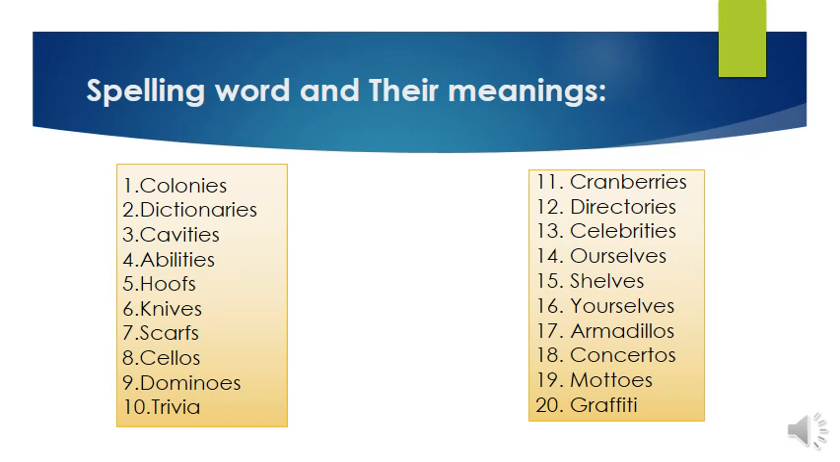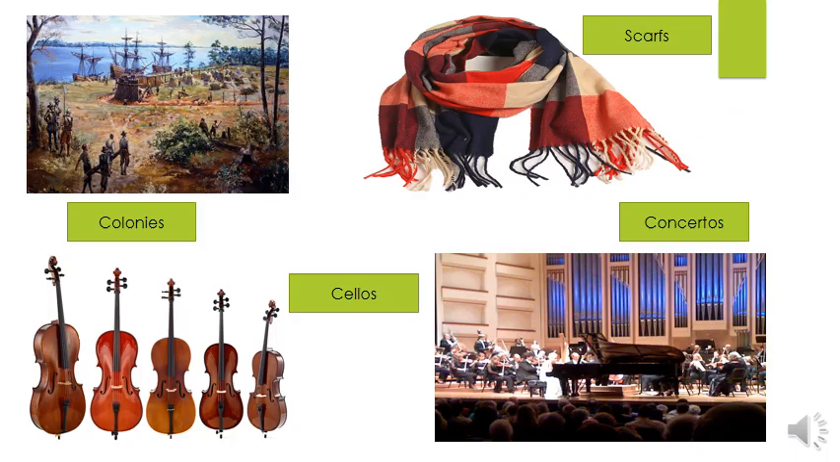Number 10, trivia. Number 11, cranberries, directories, celebrities, ourselves, shelves, yourselves, armadillos, concertos, motos, and graffiti. These are the 20 spelling words that we are going to explain now. Let's start with the first word, which is colonies.